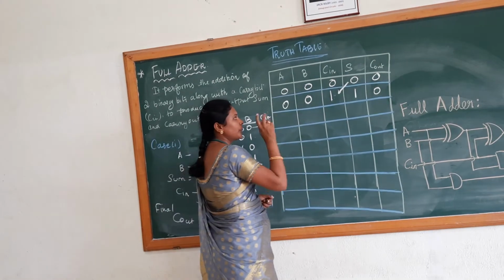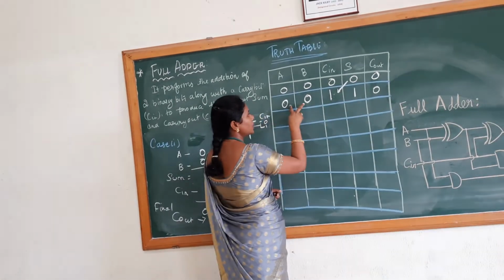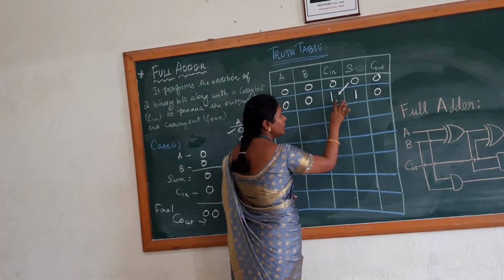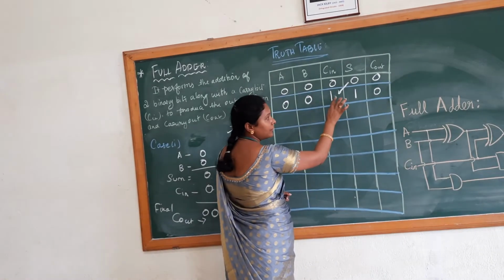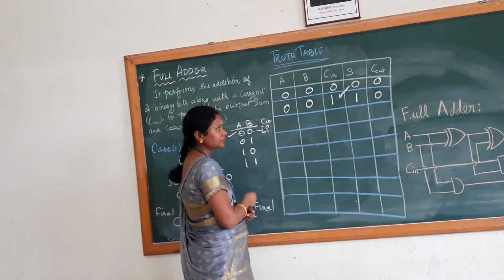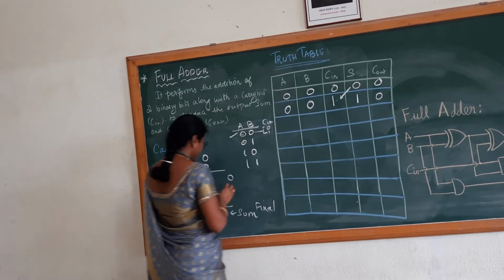A circuit always first performs the addition of A and B. That sum output is then added with the previous carry. And finally the sum bit would be changed. Got it? So for the next case we will analyze.